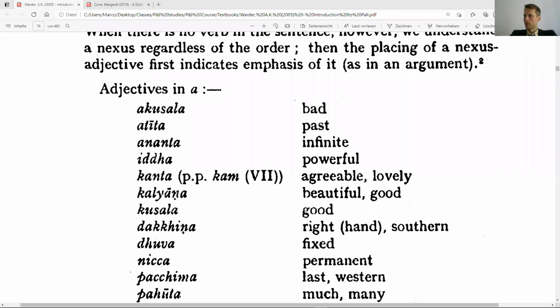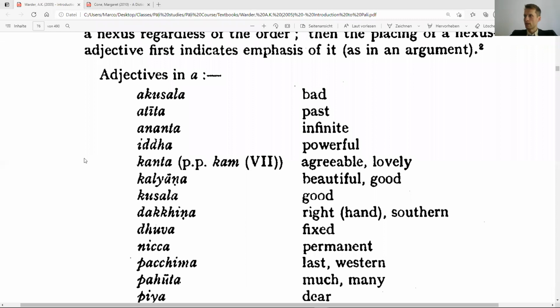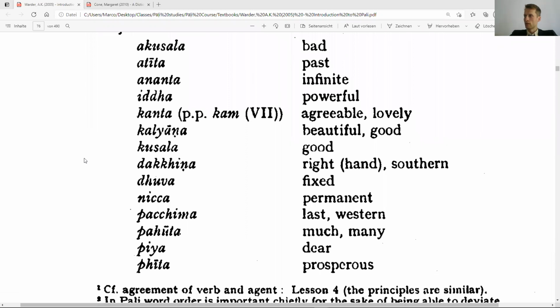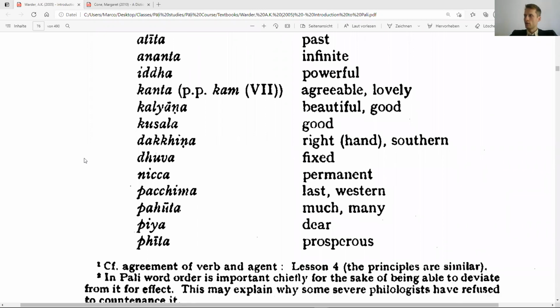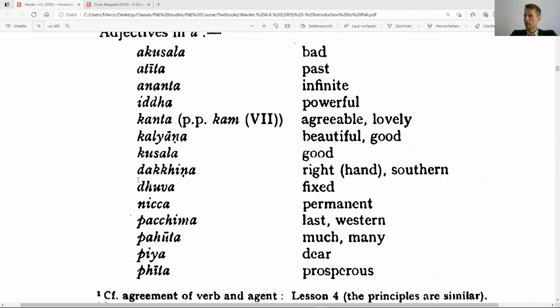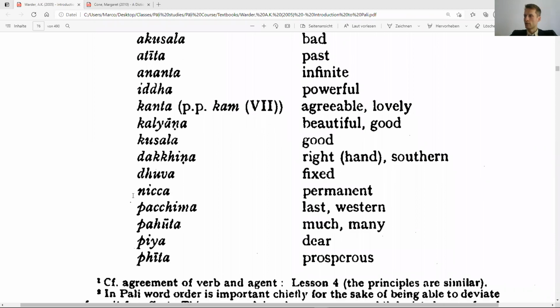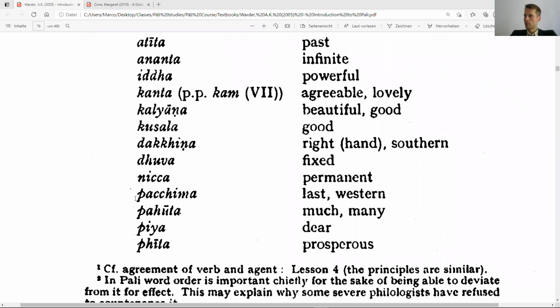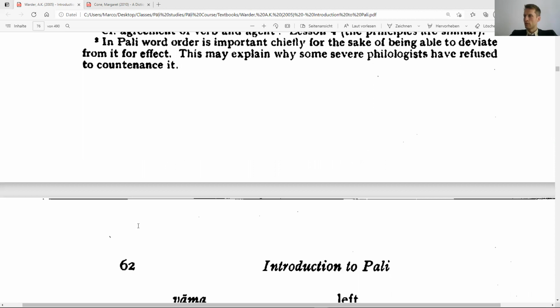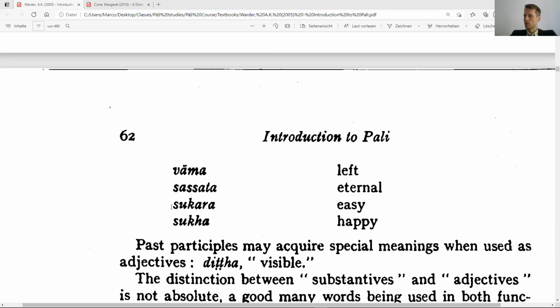A few examples. At first, akusala, bad, aṭṭhakathā, past, ananta, infinite, iṭṭha, powerful, kanta, agreeable, lovely, kalyana, beautiful, good, kusala, good, as an opposite of akusala, dakkhina, right hand, southern, dhruva, fixed, nicca, permanent, opposite of anicca, paccima, last, western, bahuta, much, many, pia, dear, pita, prosperous, vama, left, sasata, eternal, sukkara, easy, sukha, happy.